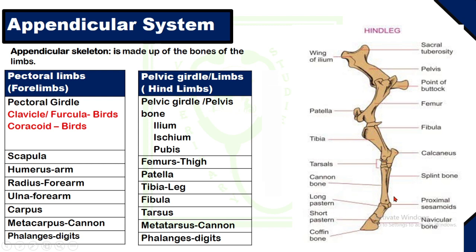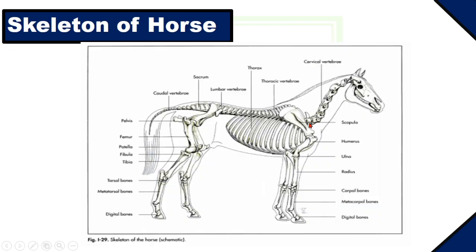In the horse, the large phalanx is also known as the long pastern bone, the short phalanx is also known as the short pastern bone, and the third phalanx is also known as the coffin bone. And these small bones are sesamoid bones. Like this one is the proximal sesamoid bone, and this one is the navicular bone.